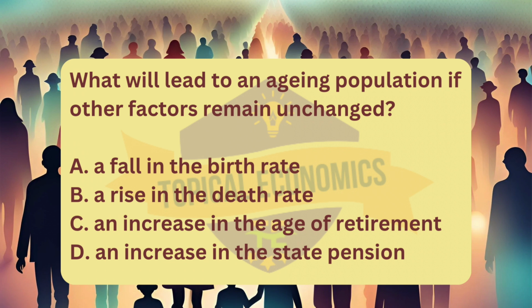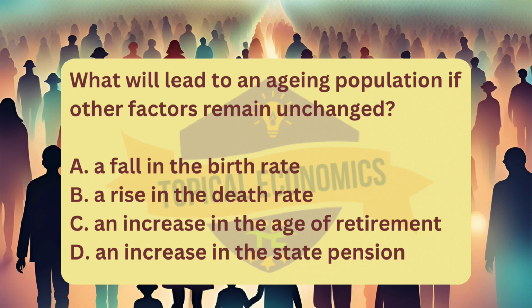Analyzing the other options. Option B, a rise in the death rate, would likely decrease the overall population size and would not necessarily lead to an aging population. If more people die, including older individuals, it could reduce the number of elderly people in the population. This would counteract the effects of an aging population, as it would result in fewer elderly people overall.